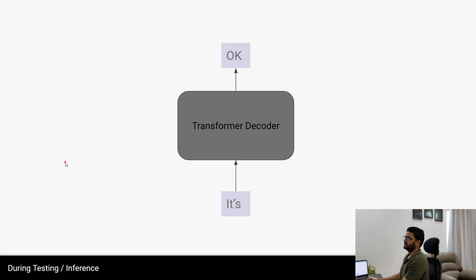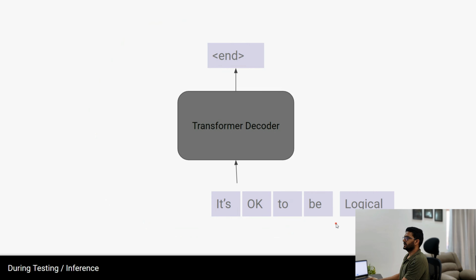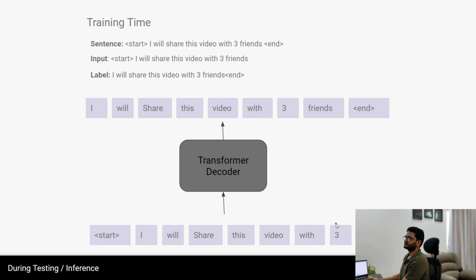During the training, the decoder doesn't know what's the next word that it needs to predict. So for example, when we give one word, the output is okay. In the next round, we will give 2 inputs and we'll get output 2. Then this will be the input and that will be the output. We will concatenate it here. It's okay to be logical and the end.